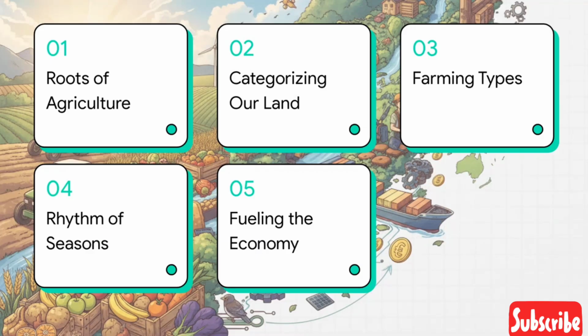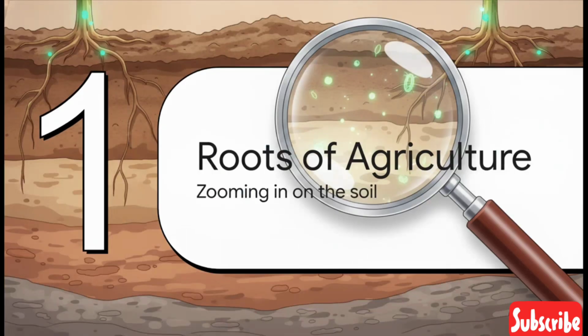Here is our roadmap for today. We're hitting 5 key areas. First, the roots of agriculture. Then, categorizing our land. Third is subsistence versus commercial farming. Fourth, the rhythm of the seasons. And finally, number 5, fueling the modern economy. All right, kicking things off with Section 1, the roots of agriculture.